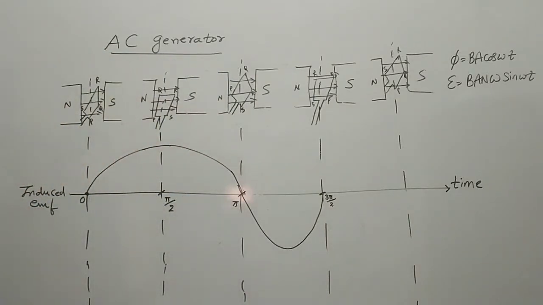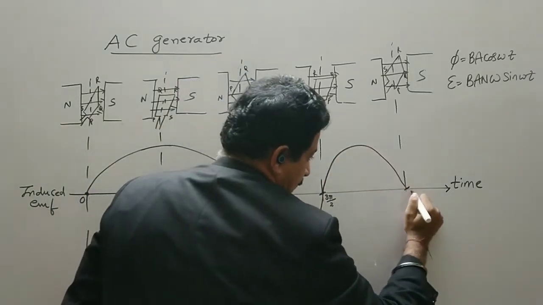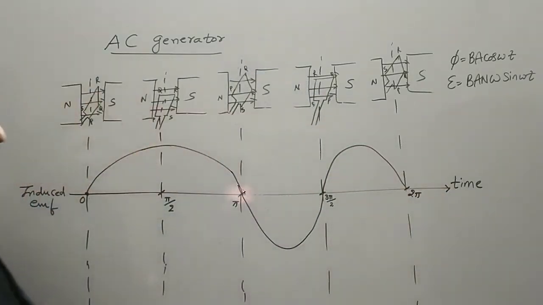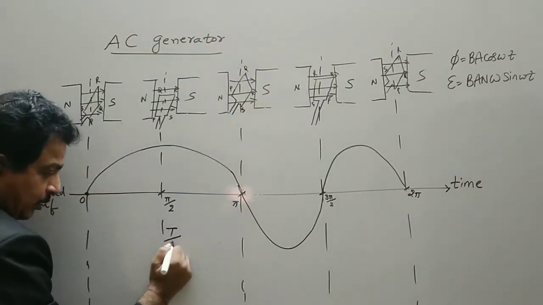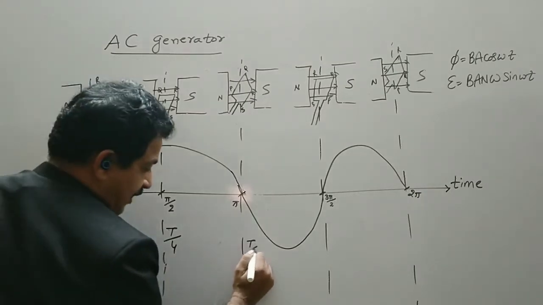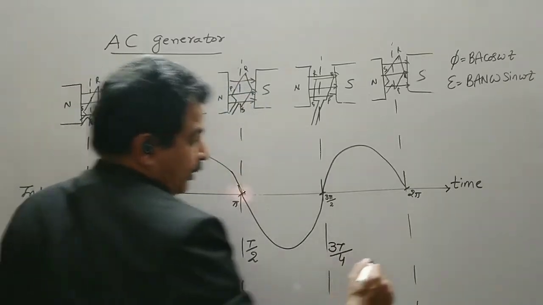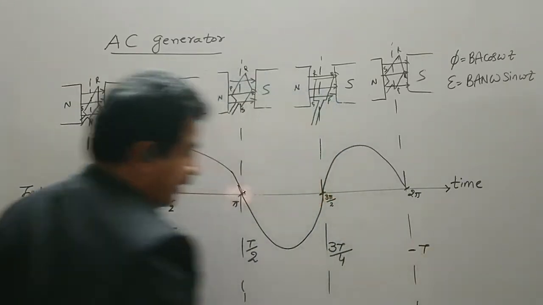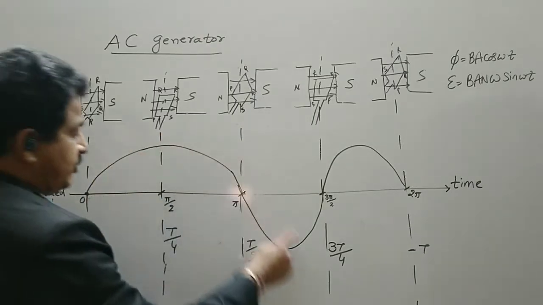That is 270 degrees. And then one complete rotation becomes 2 pi. And in terms of time, the graph is time. So this is T by 4, this is half, T by 2, this is 3T by 4, and this becomes T. So one rotation is completed. That is 90, 180, 270 and 360. The polarity of EMF will change.